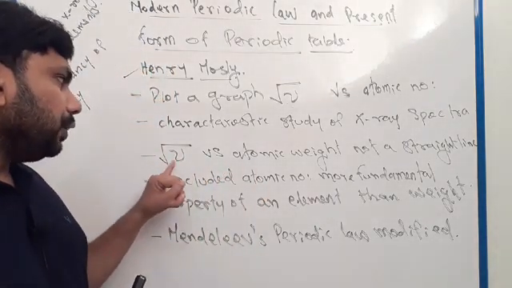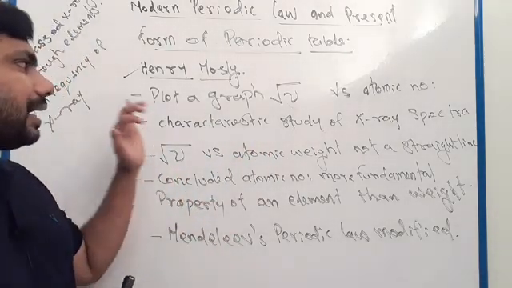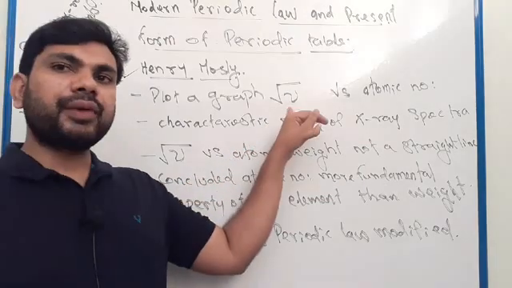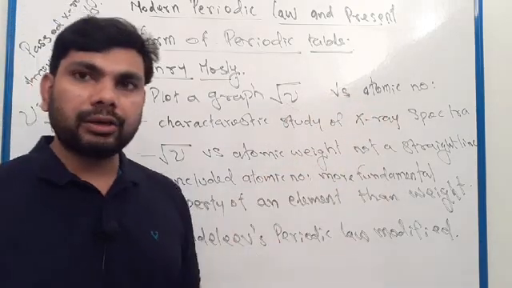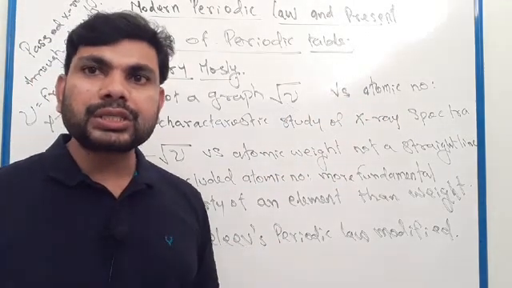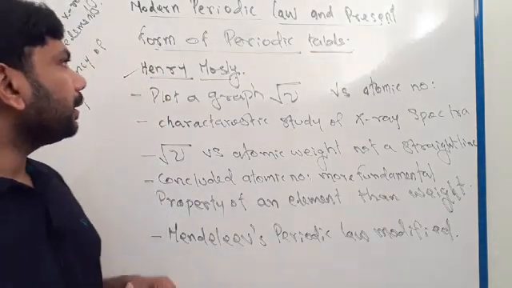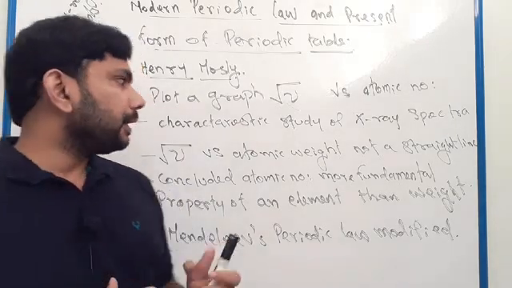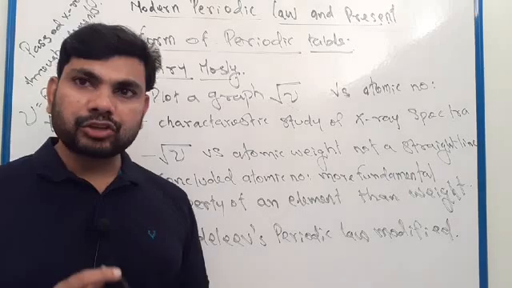Frequency root of nu versus atomic weight. He plotted a graph of the frequency of X-ray, root of frequency of X-ray against atomic number, and he got a straight line. So here we are studying Henry Moseley. He did a characteristic study of X-ray spectra.